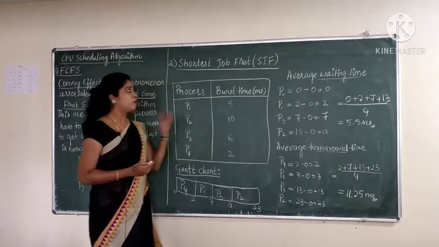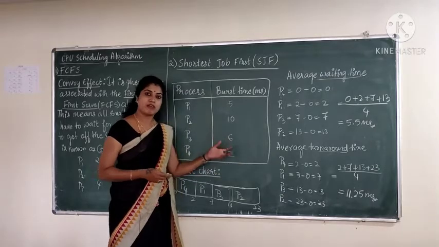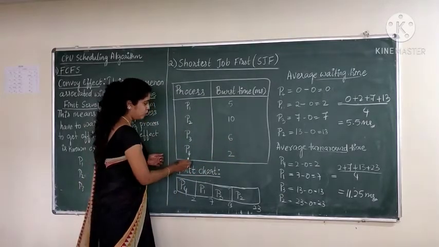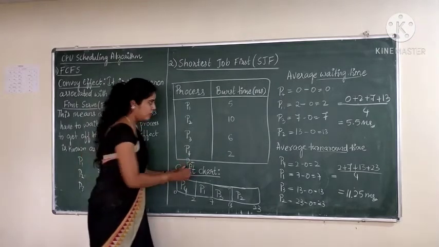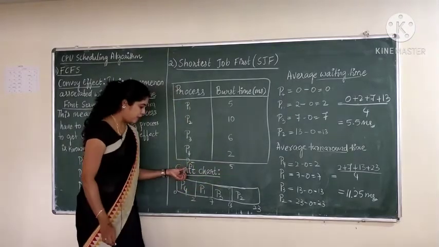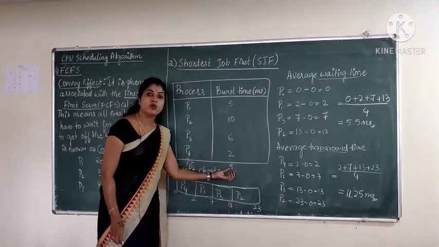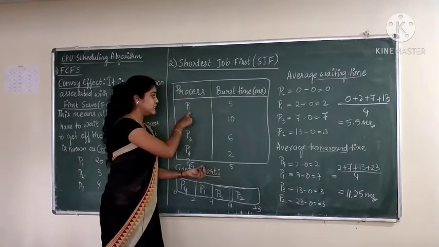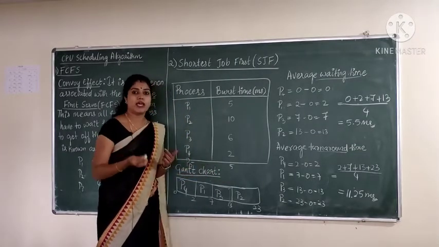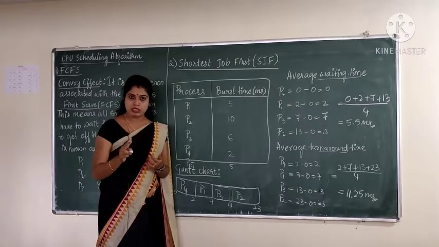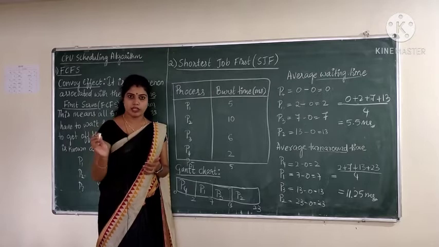And one more thing you may get here: if 2 processes have the same burst time. For example, if there is one more process, P5, with a burst time of 5 milliseconds, but already there is another process, P1, with a burst time of 5. So there what happens? If 2 processes have the same burst time, there again a concept comes, which is called the first come first serve scheduling algorithm.